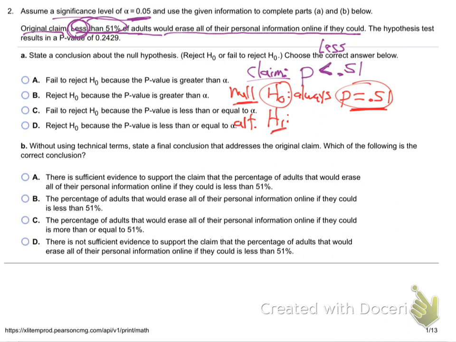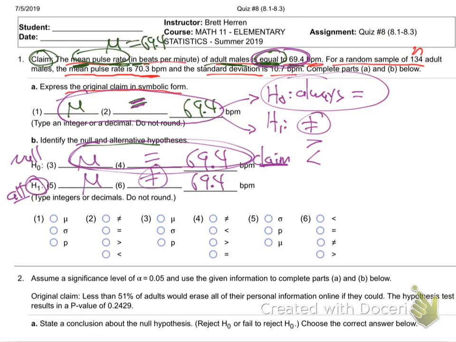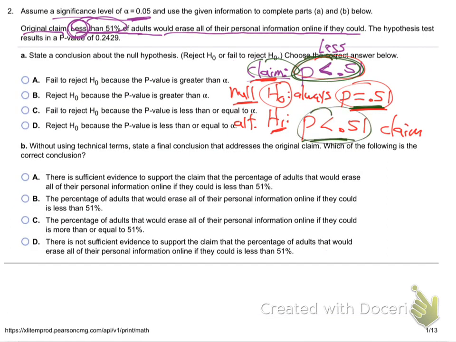Well, then what's the alternative going to be? Well, it's going to be the claim. P less than 0.51. And I'm going to write claim right there because that is the claim. So the claim on this problem is the H1 because they said that was the claim. So again, the null hypothesis is always equals, and then the alternative is greater than, less than, or not equals, right? How do you know which one? Well, they specifically said less, so it's less. All right, now they're giving me a p-value right there. Here's my p-value.